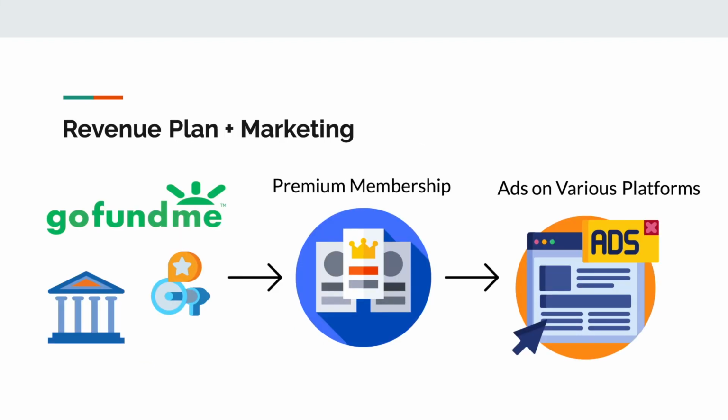Our revenue plan and marketing plan consists of a few steps. We plan to use a crowdfunding website such as GoFundMe and reach out to government agencies to allocate funds. Another potential way of acquiring funds would be to collaborate with brands. Once our app gains enough popularity, we will switch to a premium business model. After we have enough funds, we will start to put ads for our application on various platforms related to street safety.